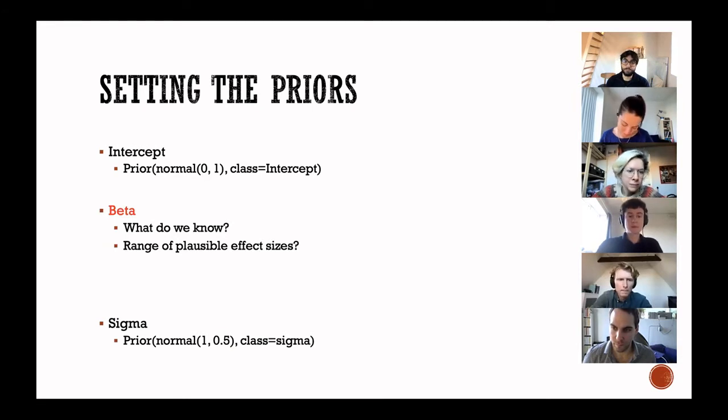And with the beta or B, we need, again, to think about what we know. We said that since we scale the data, right, the beta is going to be on the scale of Cohen's-d. And that already tells us something about the range of plausible effect sizes that we could expect. I don't know, what's the kind of effect sizes that you expect in your research when you measure it in Cohen's-d?